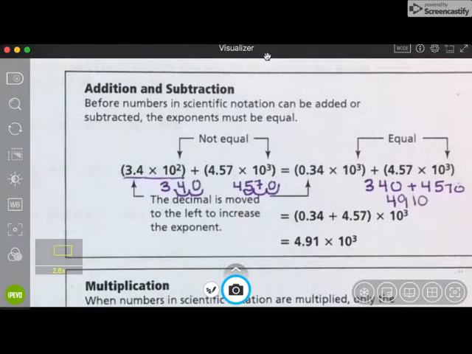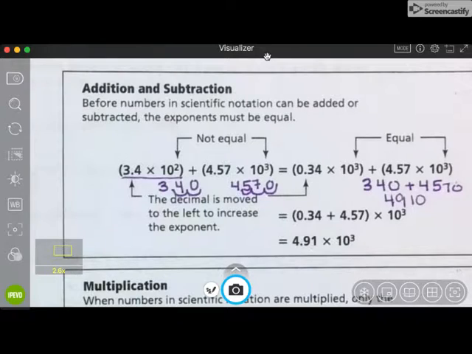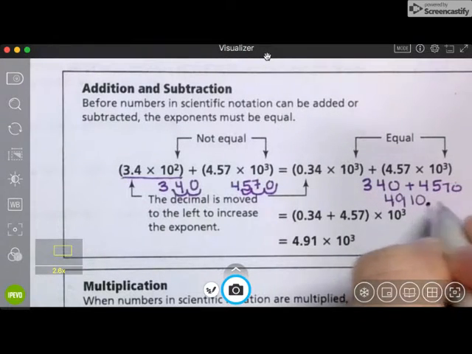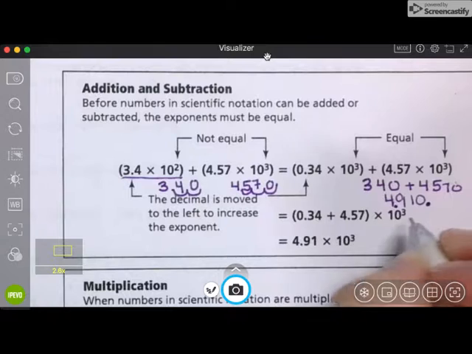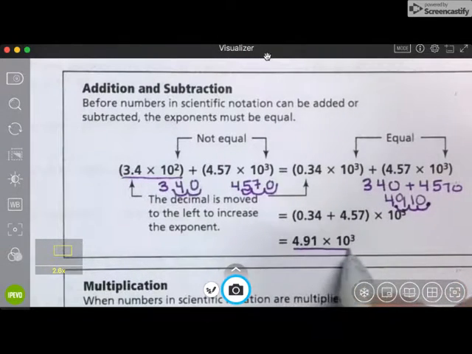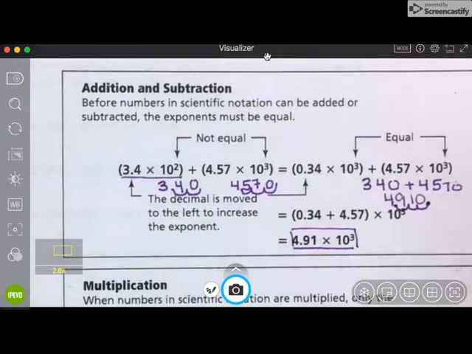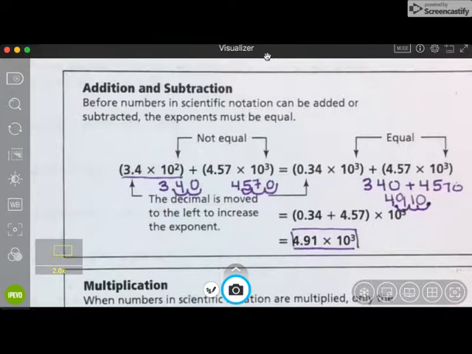You get 4910. Because this is scientific notation, they do want us to move it back. So my decimal's here. I want it here. So I need to move it 1, 2, 3. And that's how they got this answer right here. Okay? So again, expand it out, make it so that it's easier for you, and then do the operation. I think this is going to be a lot easier for a lot of you. If you want to read through it and you think you can do it the other way, that's fine.